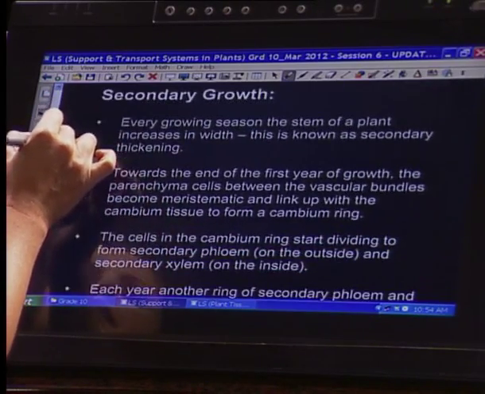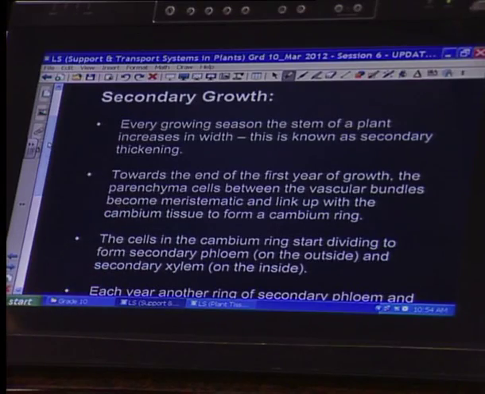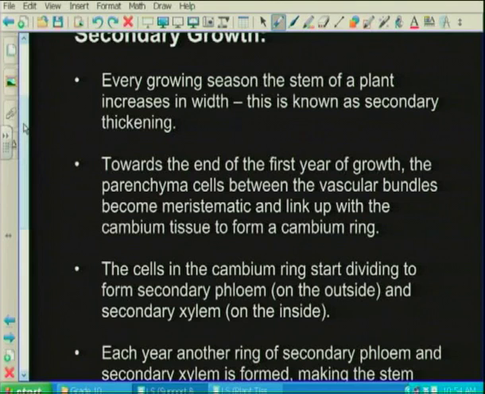Now I said we're going to be looking at secondary growth. If you look at a plant, and we always say a tree, and you cut a cross section, you always see tree rings. It makes very nice patterns, and how these tree rings are formed is what we're going to be looking at now. So basically every growing season, the stem of a plant increases in width. It becomes thicker, and this is called secondary thickening.